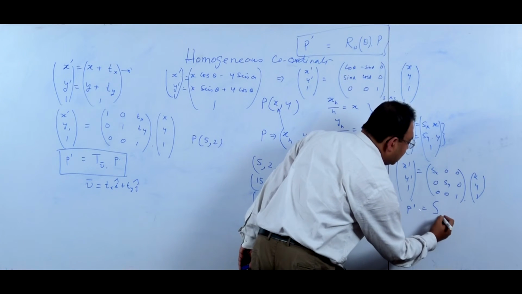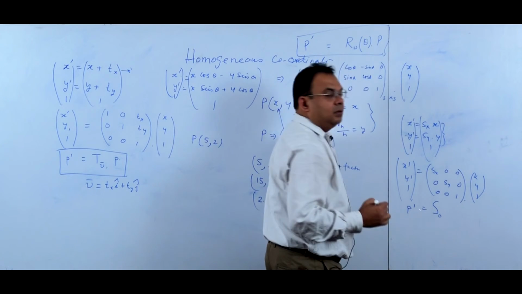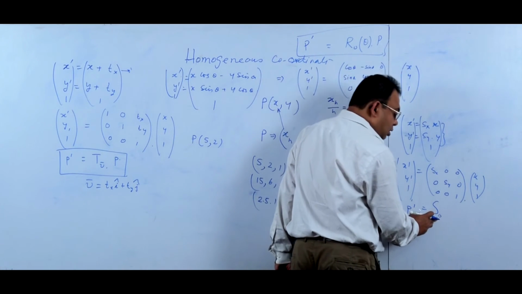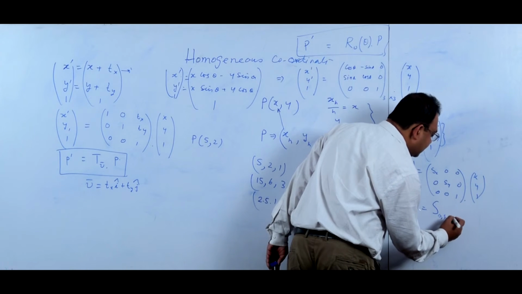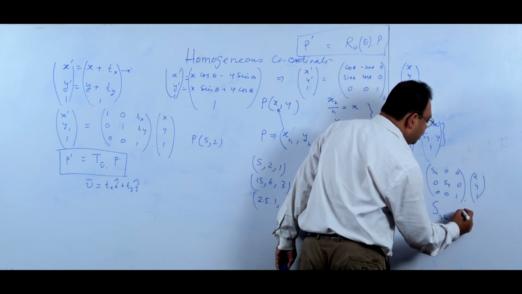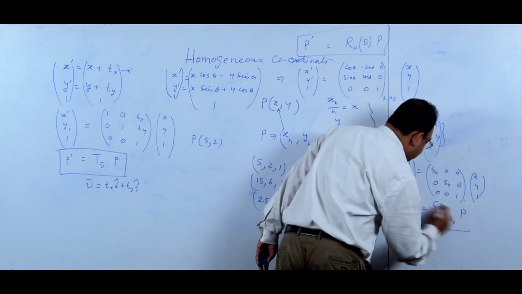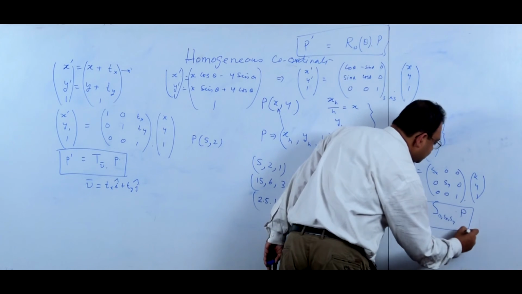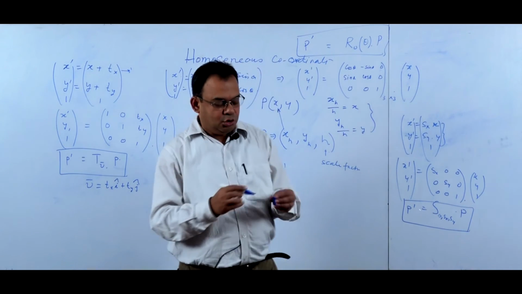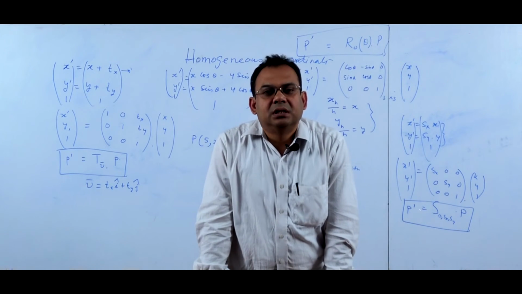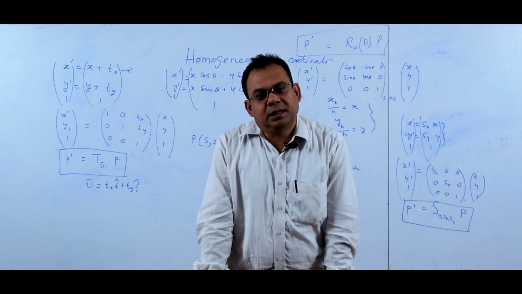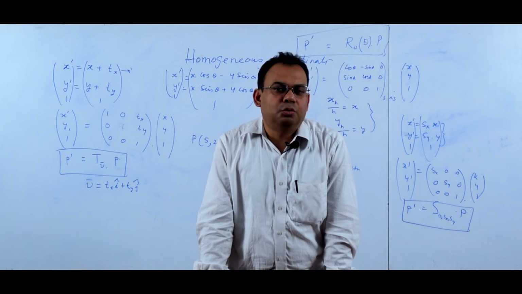So this is p dash. This is scaling with respect to origin through scale factors sx, sy operated on p, and we are getting p dash. So we have represented all these three basic transformations, translation, rotation, and scaling, in terms of homogeneous systems.